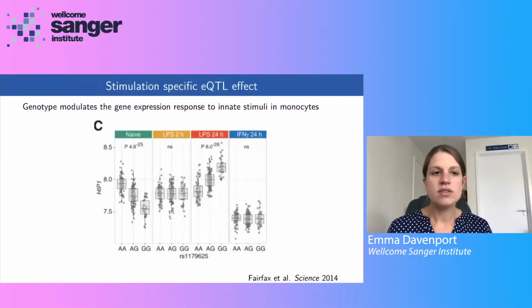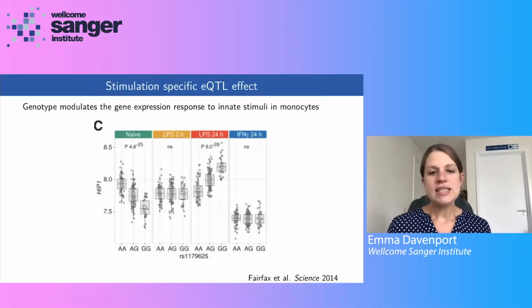Back in 2014. This particular study isolated monocytes from healthy individuals and looked at how genotype can modulate the gene expression response to different stimuli. So here in this figure, there are monocytes in the naive state, monocytes that have been stimulated for 2 hours with LPS, for 24 hours with LPS, or for 24 hours with interferon gamma.